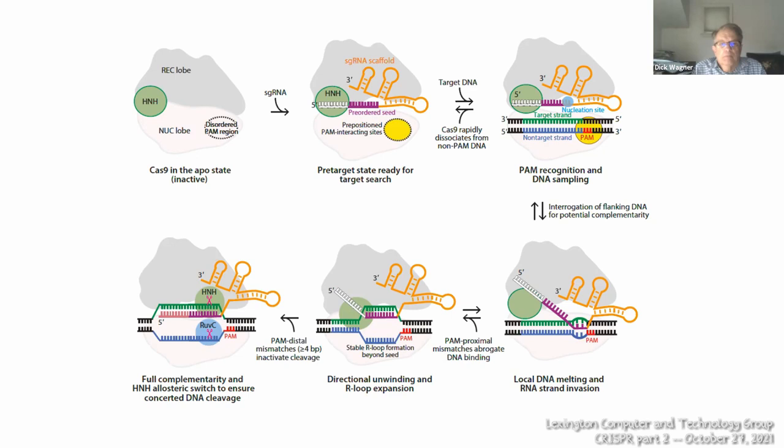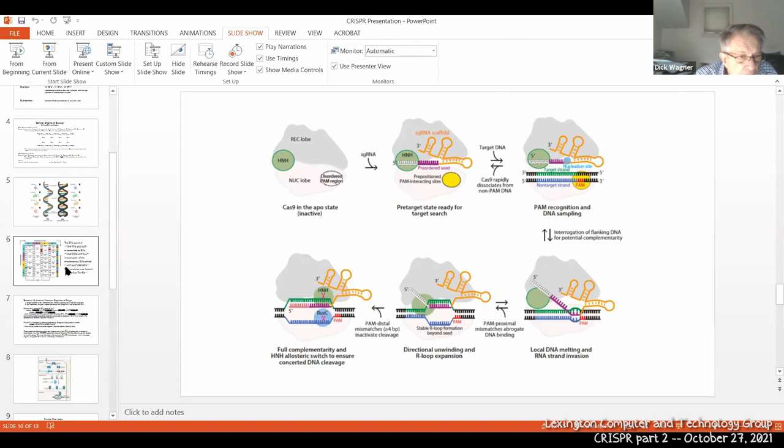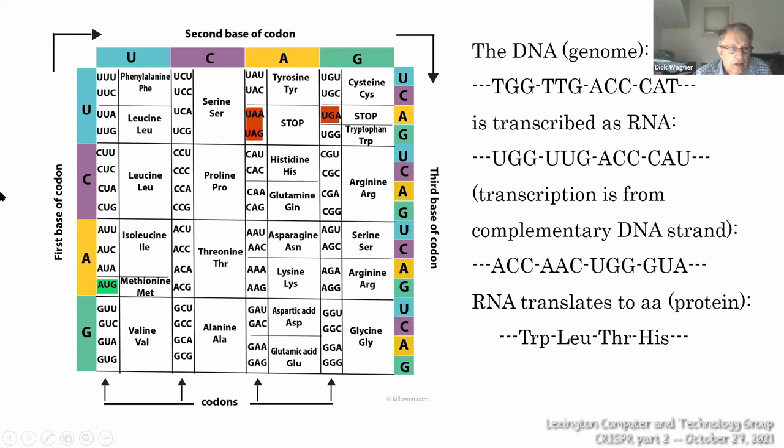If you think back, let me go back to that slide. Remember this slide? This is the codon. This is the RNA, which came from the DNA. The codon is always read in a particular sequence. The first base of the codon is on the left, the second base is at the top, and for the third base you just read down through each one of these.